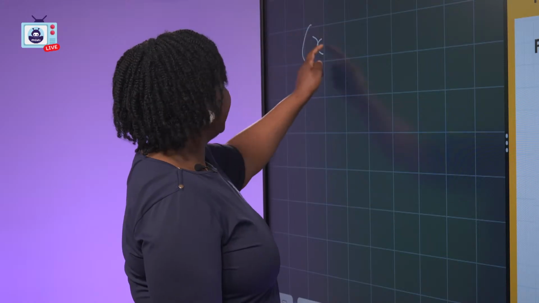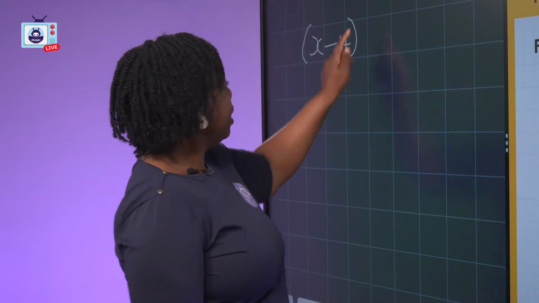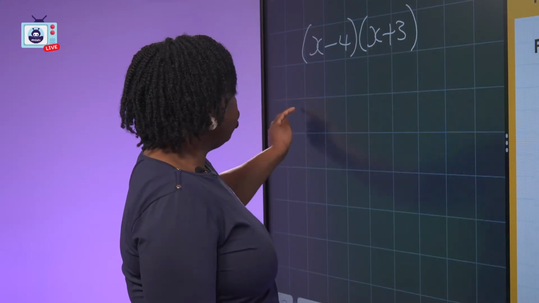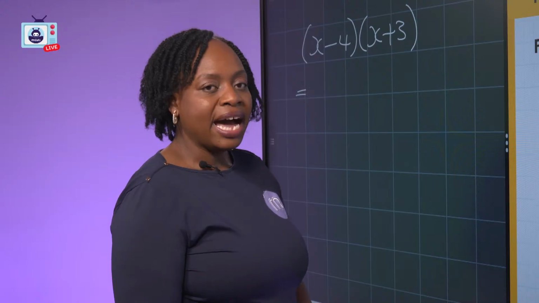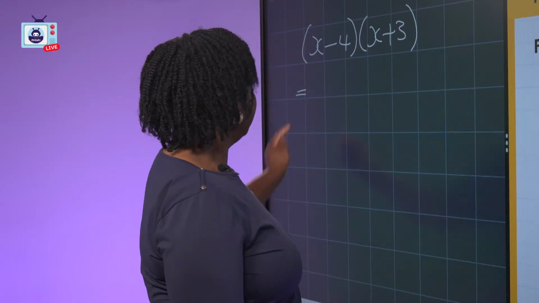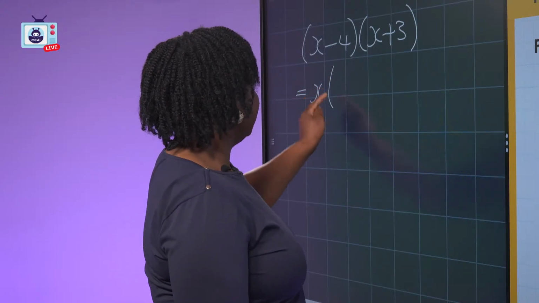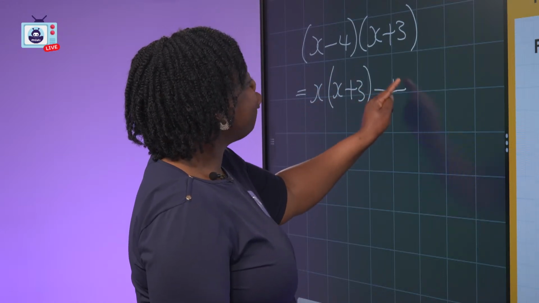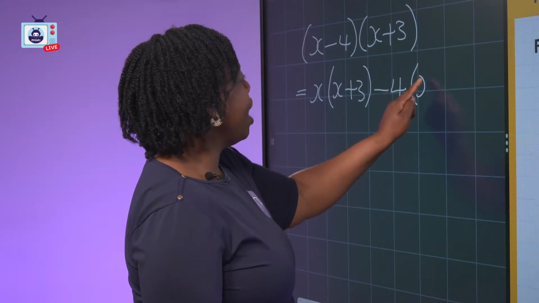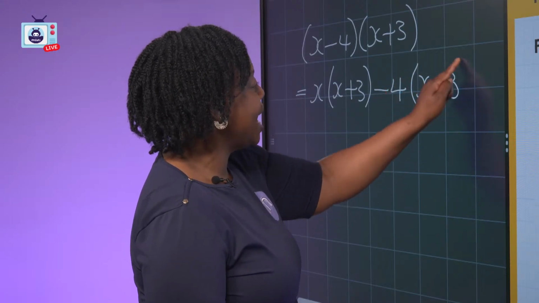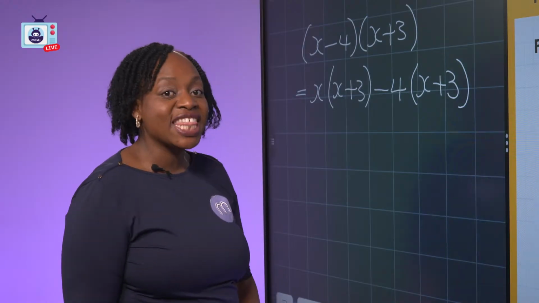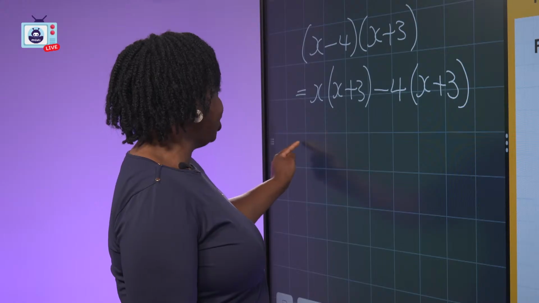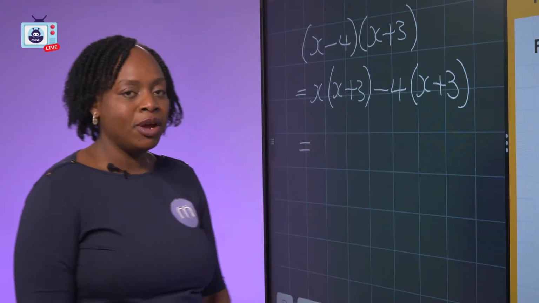In a bracket, x minus 4, and we have x plus 3. So if I use the monomial by binomial, I will have x, then it's multiplied by x plus 3. Then I have a minus 4. Remember, everyone, they go with their surnames when they are married. So that minus 4 is the surname that I took when I went to the marriage.